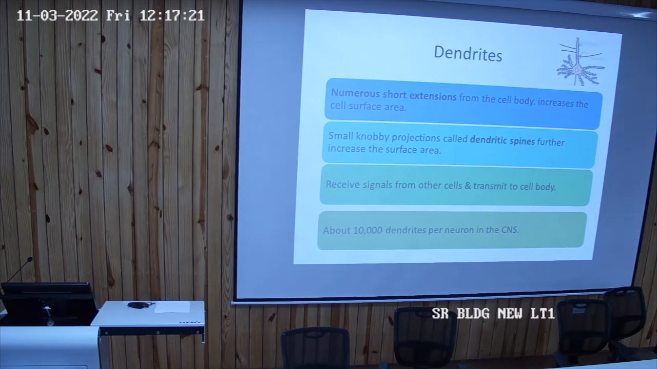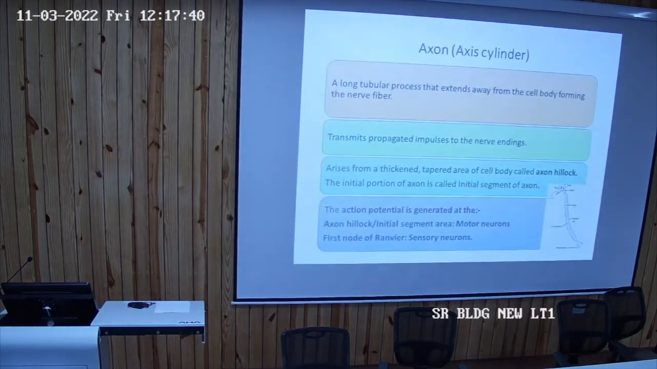Okay, so we receive the signal. Obviously, they have the receptive zone, and they will transmit it further to the body. Body को ही देगा ultimately, and approximately 10,000 dendrites per neuron are there in the central nervous system. Okay, and next is the axon, the long tubular network, the long tubular processes. So this is the axon.